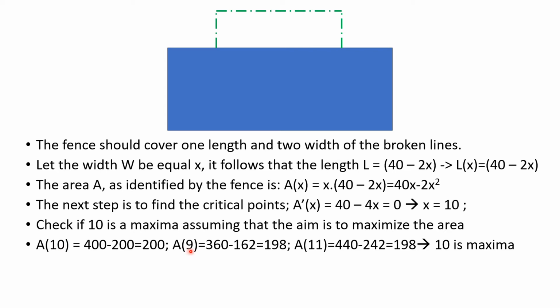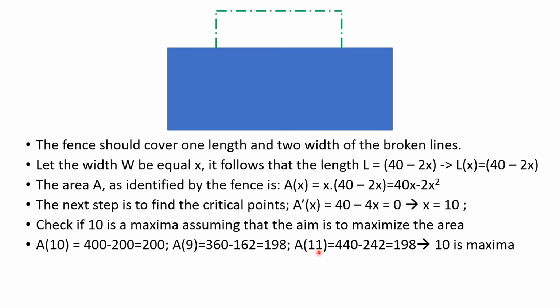If we consider X equal to 9, the area is going to be 198, because 9 times 40 is 360, and then 2 times 81, because X is 9, so X squared is 81. 2 times 81 is 162. The difference is 198. So to the left of 10 is 9, and the value of the function is less. Let's take a look at the right of 10.